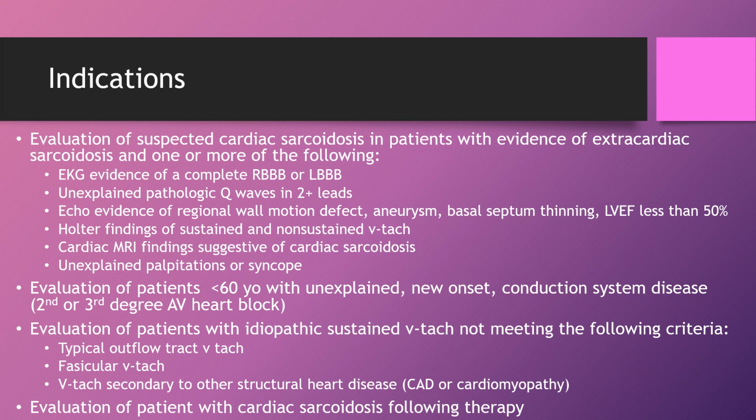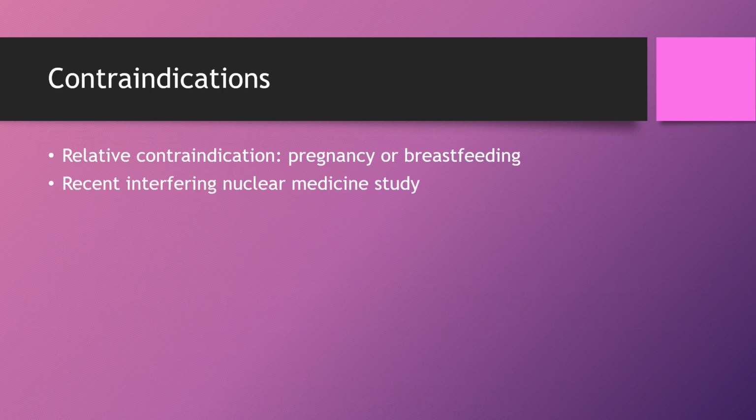So that third one there is patients with sustained VTAC, really where there's no origin or cause that they can figure out for it. And then lastly, evaluation of a patient with cardiac sarcoidosis following therapy. So in that case, the sarcoidosis is known, and we're just sort of evaluating the progression of it or restaging it. So there are no hard contraindications for this cardiac sarcoidosis with PET. Relative contraindications are pregnancy or breastfeeding, and then any recent interfering nuclear medicine study.